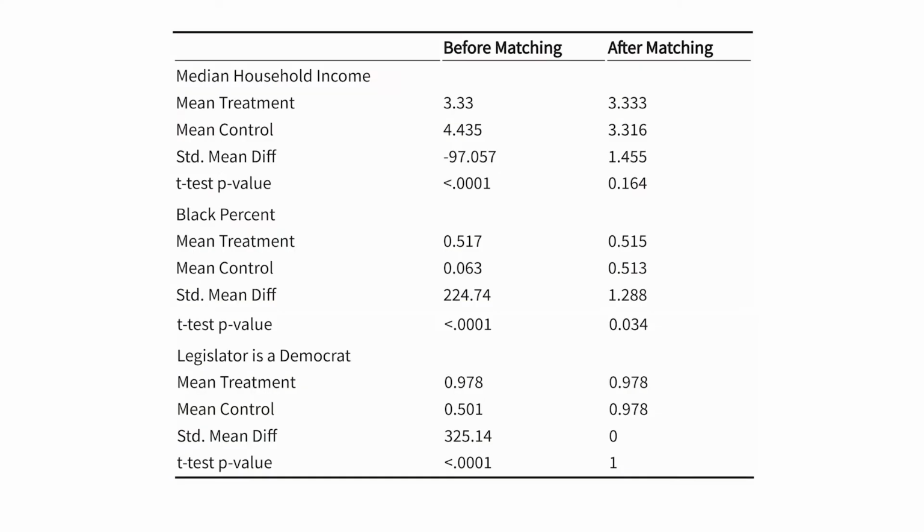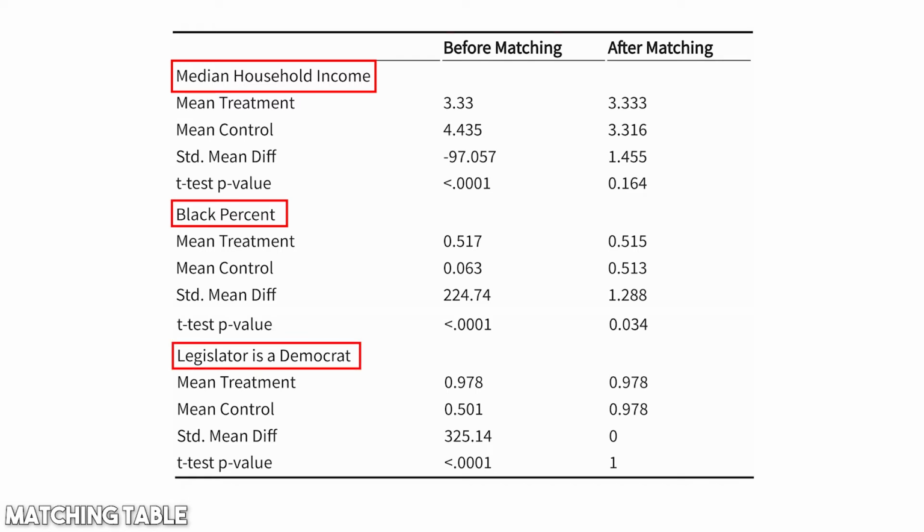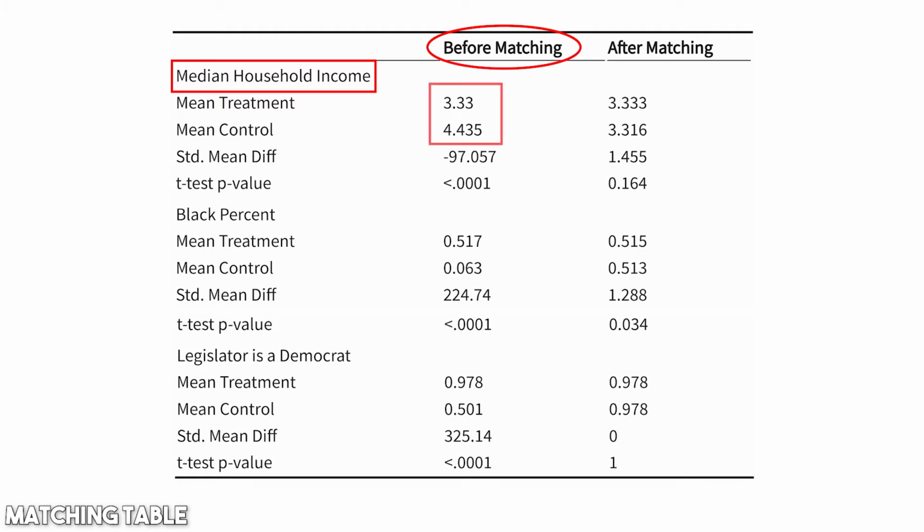Here is an example of a matching table from the Brookman study, looking at mean household income, the percentage of people black in the district, and whether the legislator is a Democrat, both before matching and after matching. Let's look at the median household income, for example. Before matching, median household income was quite different. Household income was a lot higher in the areas with white legislators than it was in the areas with black legislators. But after matching, it was able to find sets of control observations, areas with white legislators that had similar kinds of household incomes to the areas with black legislators. And so before matching, the difference was 3.33 to 4.435, but after matching, it was only 3.33 to 3.316, right? A much closer comparison.